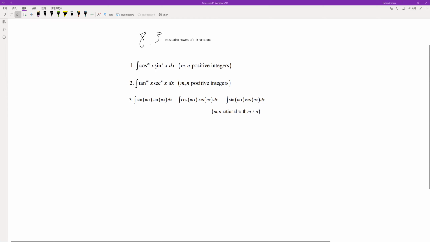So the first one we have is powers of sine and cosine, where both powers are positive integers. The second one is tangent and secant. And the third one, we have a combination of sines, cosines, or a sine and a cosine, where m and n are rational, where m is not equal to n. Right, so we'll be breaking each of them down separately.